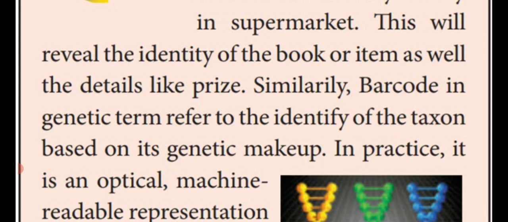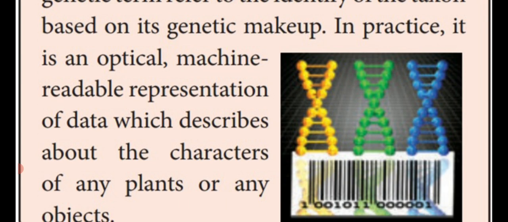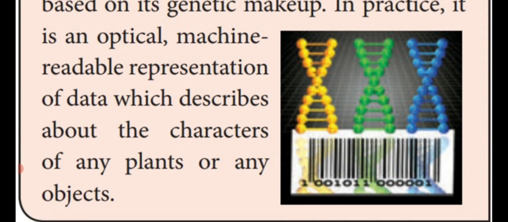Likewise, the barcode in genetic terms is also used to identify the character, the taxon, based on its genetic makeup. Genetic makeup means in which region it is located. That is said to be genetic makeup. And in practice, it is an optical, that means visual, and also machine readable representation of data which describes the characters of any plants or any objects.